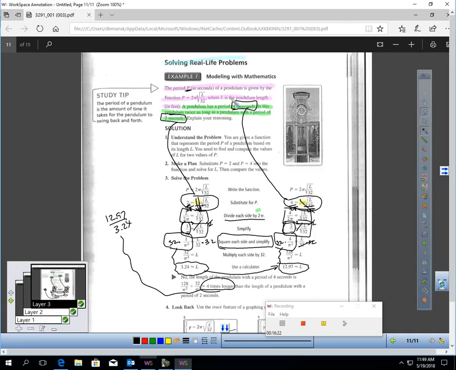So anyway, you could have word problems that have radicals in them is the point of this last part. I'm going to pause the video here. If you have any questions, make sure you ask in class.